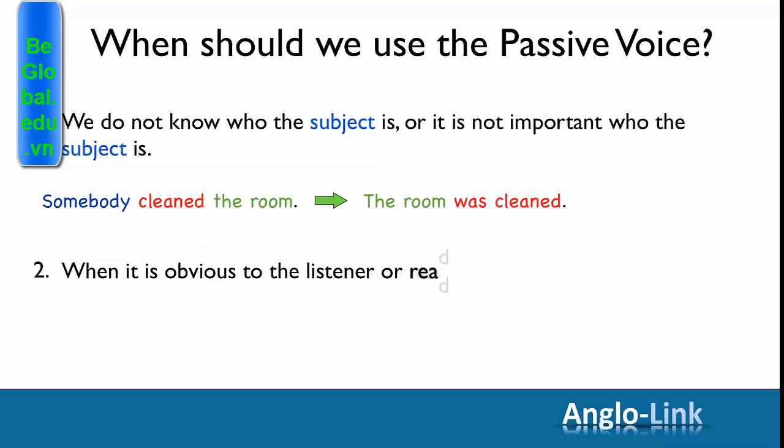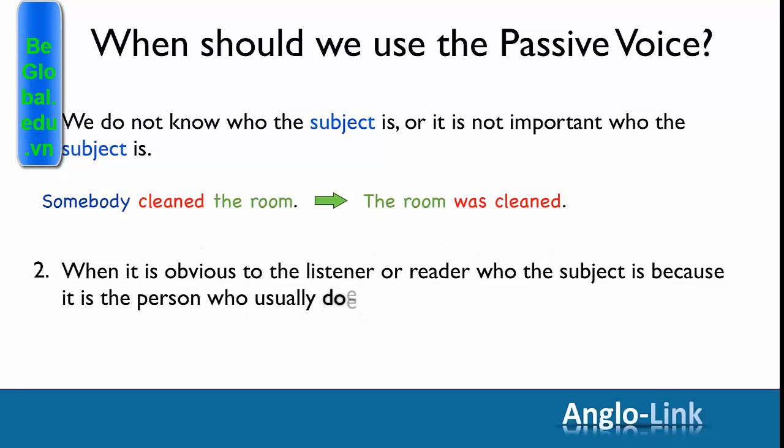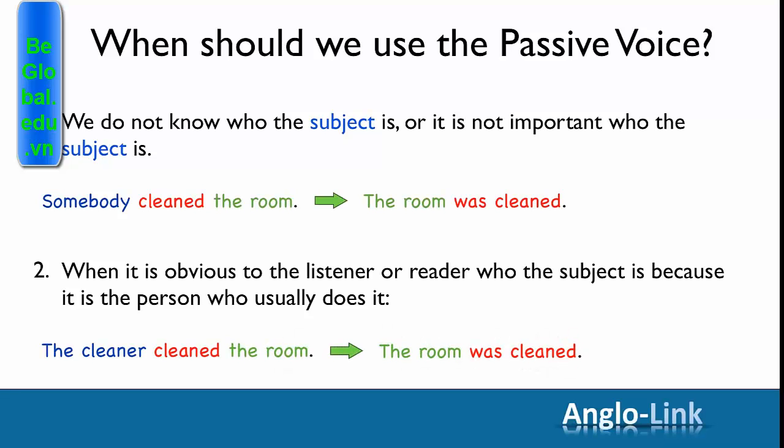Or when it is obvious to the listener or reader who the subject is, because it is the person who usually does it. The cleaner cleaned the room. The room was cleaned.